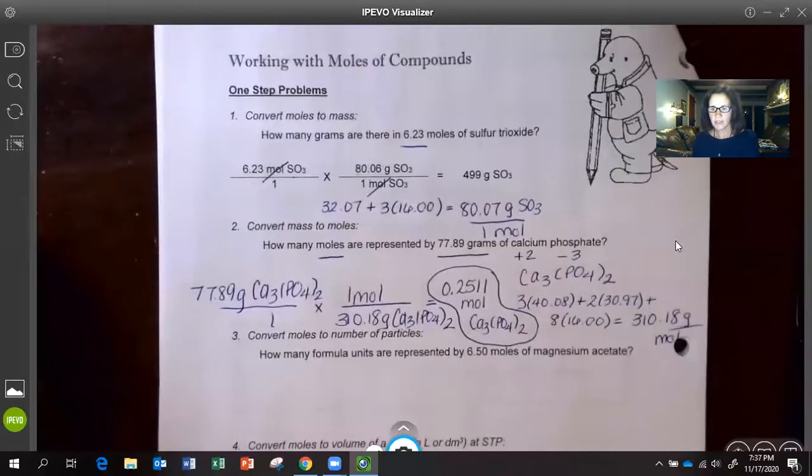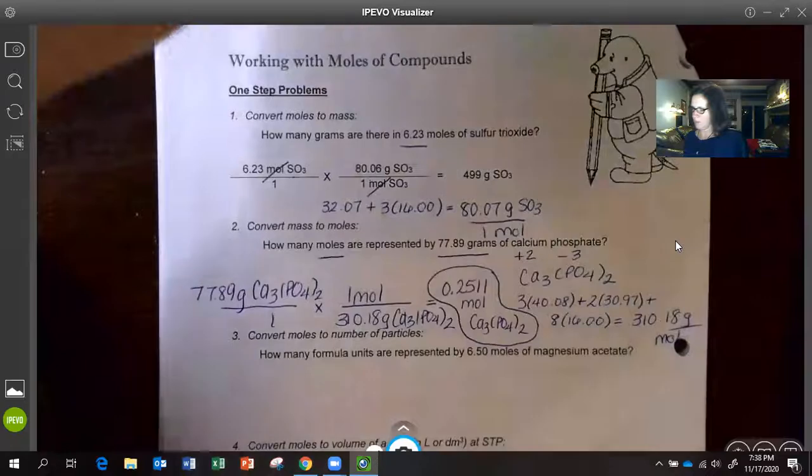So that's all there is to a one-step problem. You're going to write the formula for the substance, the compound that you're interested in. You're going to set up a mole calculation using your mole diagram. And then you're going to calculate a formula or molecular mass, if necessary, to use in the problem.